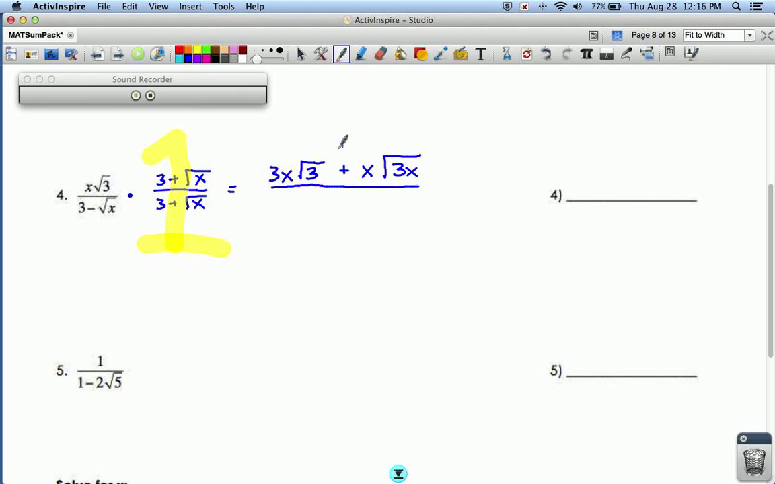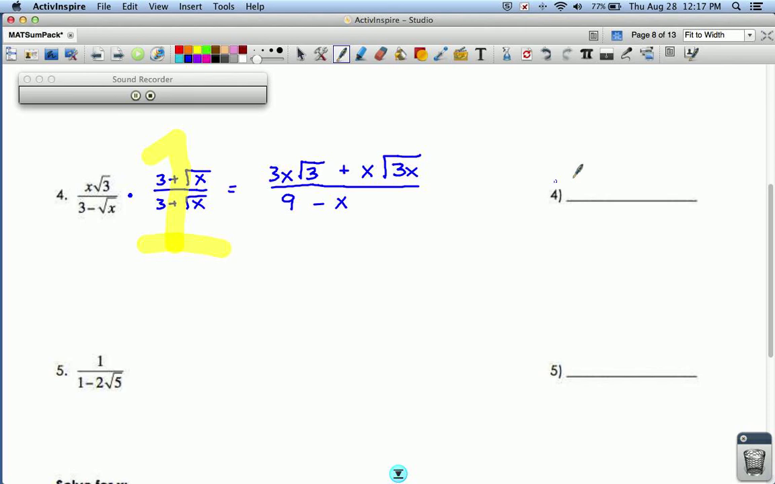Now the denominator, this is the important part. This is like a difference of squares, right? One's plus, one's minus, so we get a 9. Middle term cancels out. We have a negative 3 root x and we have a positive 3 root x, so they cancel out. But we end up with minus square root of x times square root of x, which, remember, is an x. So if you want to fool around with the numerator a little bit, maybe you can factor an x and a root 3 out, but I would probably just leave it as is.